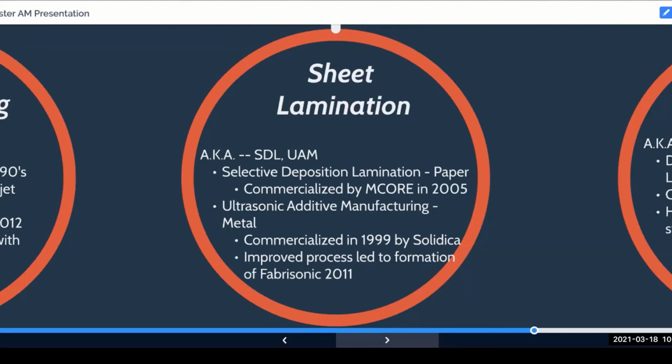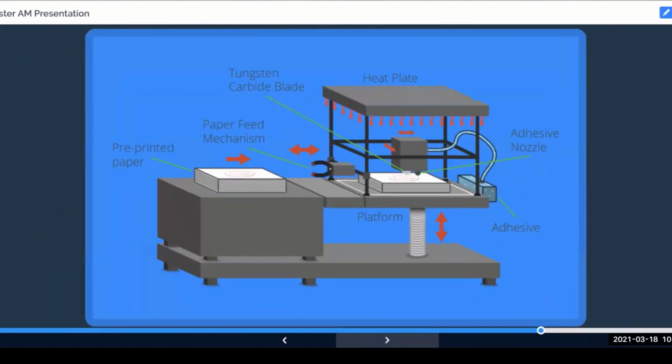You can also do it with ultrasonic UAM, ultrasonic additive, where you're doing that with metal sheets. But essentially you take paper, you apply glue to a sheet of paper, you put it on top of a stack of paper. You can print on that paper color to get ink on it to give it color. And then you come back with a knife and you cut out the profile of the 3D geometry that you want. And you do that layer by layer.